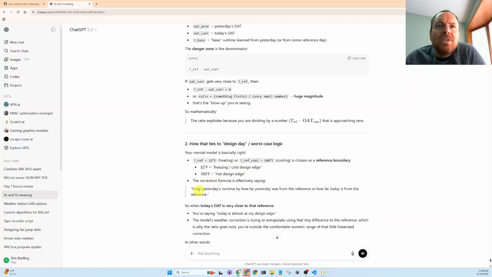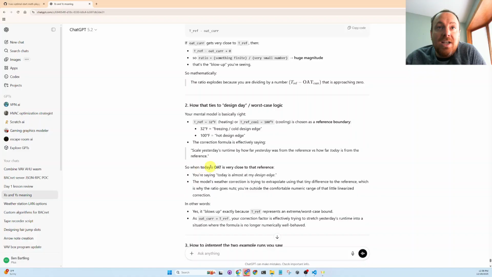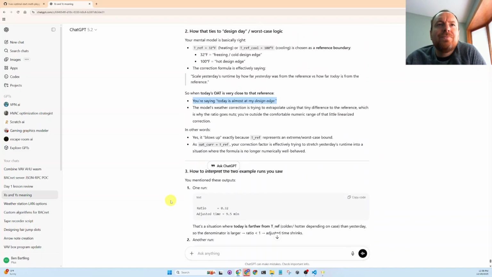Choosing the boundary: scale yesterday's runtime by how far yesterday was from the reference, and how far today is from the reference. So when today's outside air temperature is very close to that reference, you're saying today is almost at my design day. The model weather correction is trying to extrapolate using the difference from a reference, which is why the ratio goes nuts. You're outside of your comfortable numerical range of that little linearized correction.